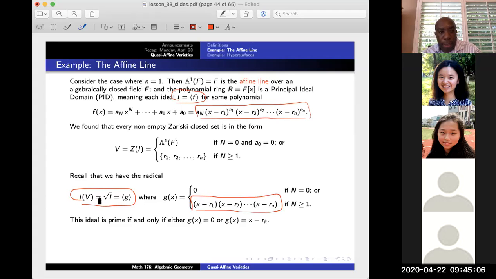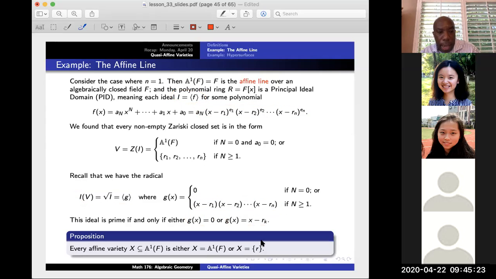So I want to point out that this ideal IV is a prime ideal if and only if either g is the zero polynomial or g has one factor. So those are my only two possibilities if I have a prime ideal. So I claim every affine variety is either the whole line A1 or it consists of one point. So that's it. Every affine variety is only in one of these two parts.